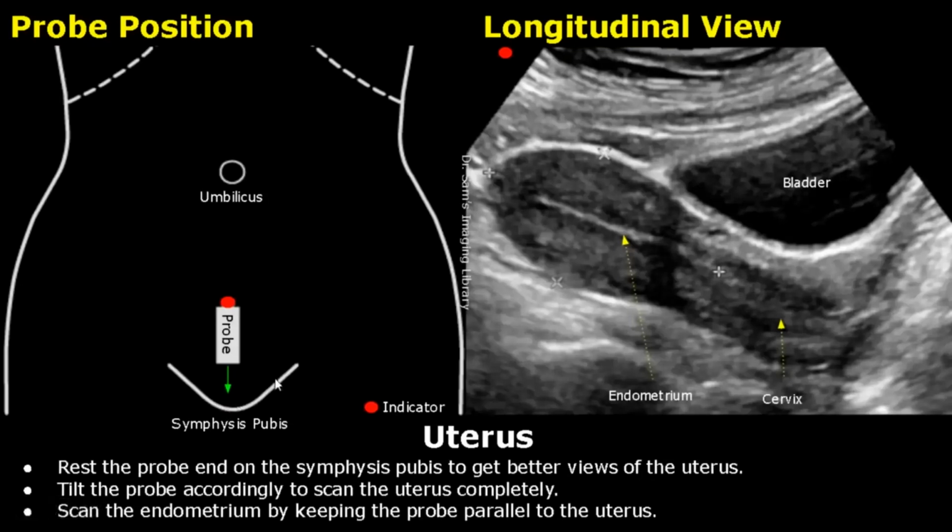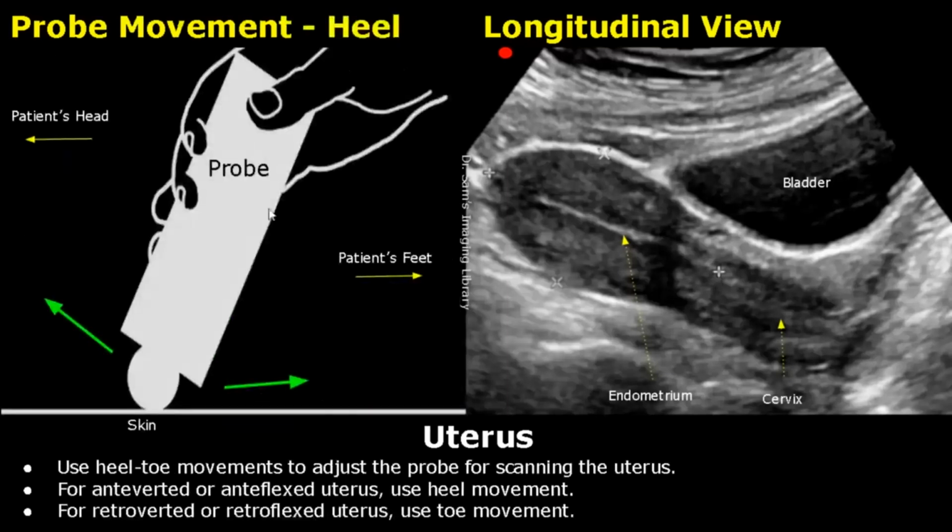Tilt the probe accordingly to scan the uterus completely. For scanning and measuring the endometrium, try to keep the probe parallel to the uterus. Heel-toe movements of the probe can be performed to align the probe with the uterus. This type of angling towards the patient's head is heel movement.